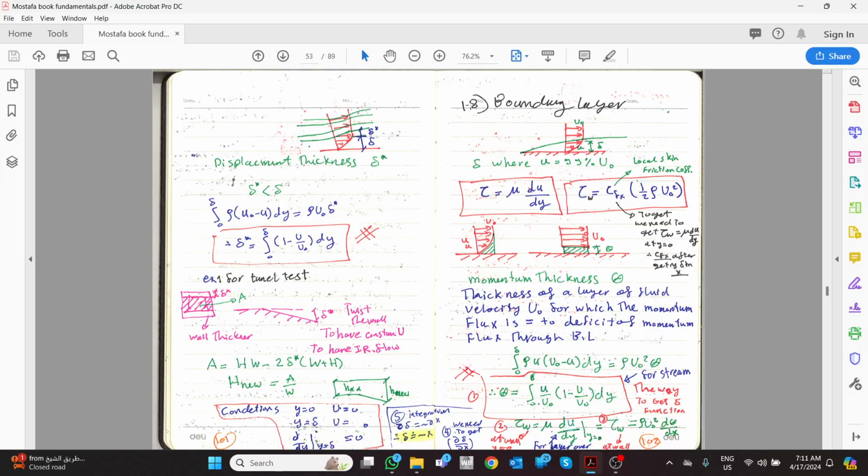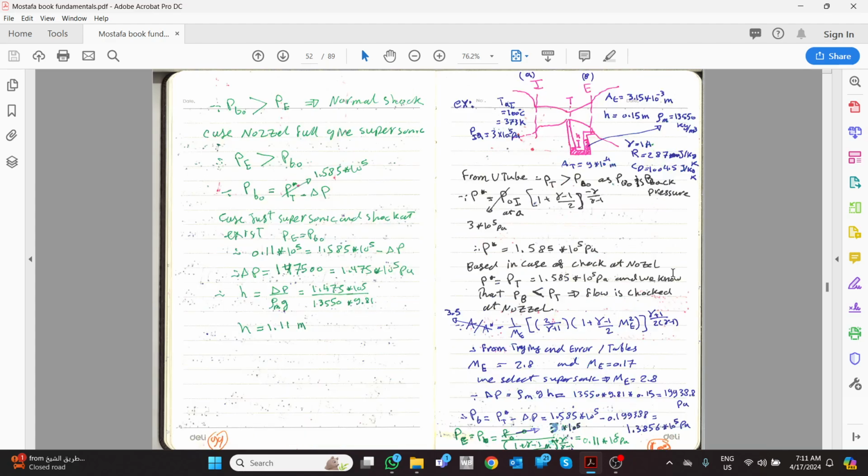So let's continue about subject number 18, the boundary layer condition. Before we start the boundary layer modeling and its analysis, we need to recall what we have done before.